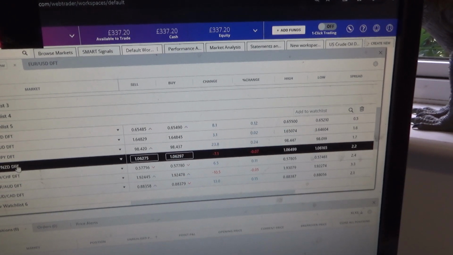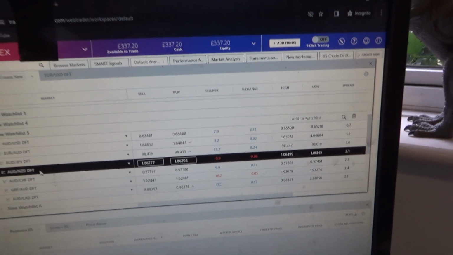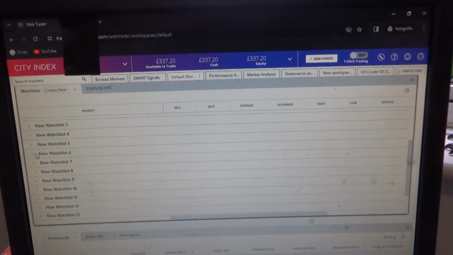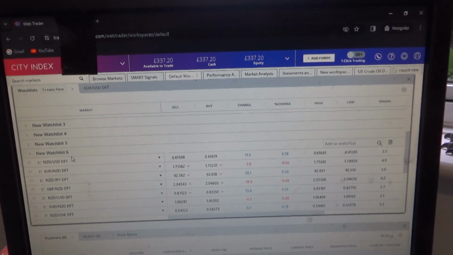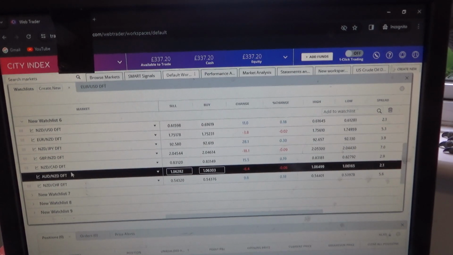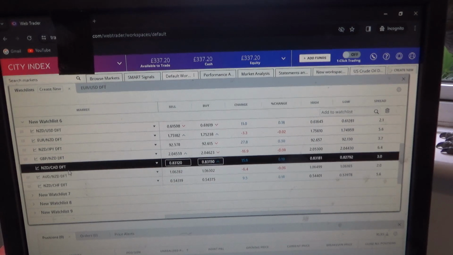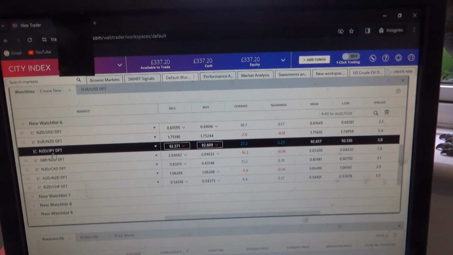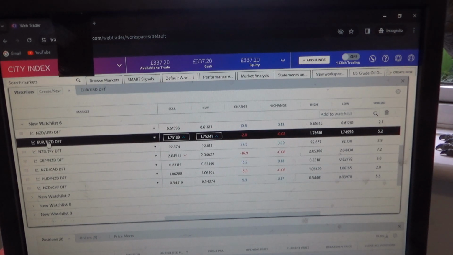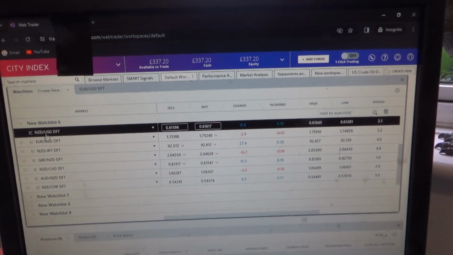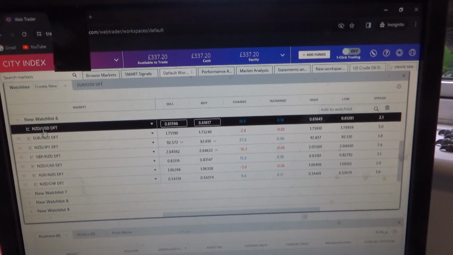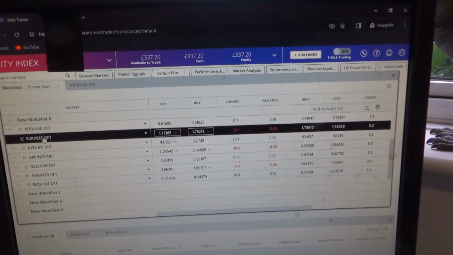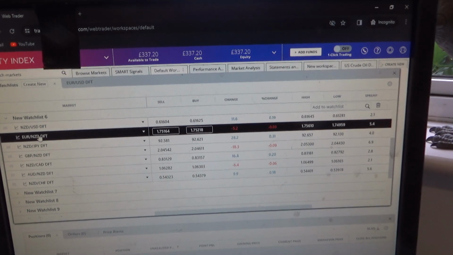So the AUD, you can see it's positive and negative. So the AUD is basically not in play either. And watch list 6 is the NZD. NZD positive, effectively positive, and positive. So we know that the NZD is positively driving and the yen is negatively driving. So we've got a full complex move in the NZD and the yen.